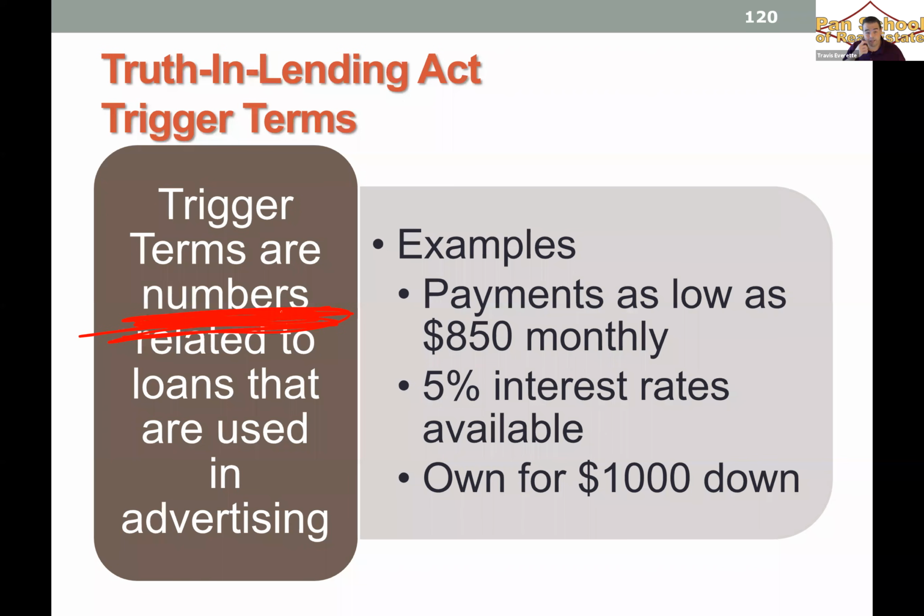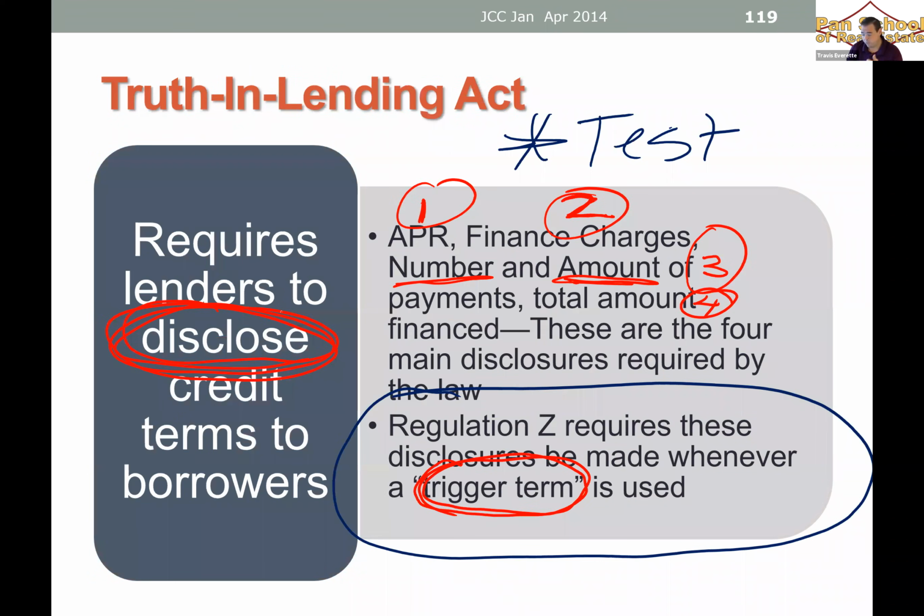But if you say stuff like, own this house for payments as low as $800 a month. Well, the only way you get payments is if you get a loan. Now you're advertising a loan. Assumable rate loan at 3% interest. Now you're advertising a loan because you used a number specifically related. Does that make sense for everybody? So if you use a trigger term in any advertisement, you better be ready to give four things about that loan. What is the APR, what are the finance charges, how much is the monthly payment and how many of those are going to be made, and how much is going to be financed.